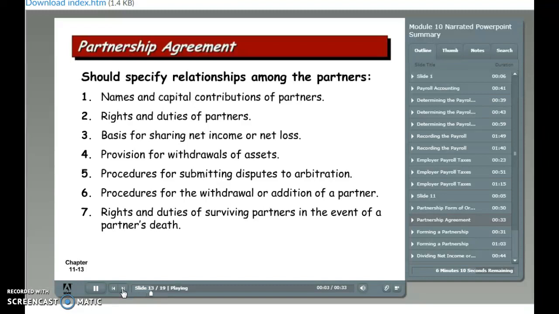The partnership agreement specifies names, capital contributions, rights and duties, as well as the basis for sharing net income or net loss. It also includes the provision for withdrawals and the arbitration process in case of disputes. The procedures for the withdrawal or addition of a partner are addressed in the partnership agreement. In the event a partner dies, the agreement states the rights and duties of the surviving partners.